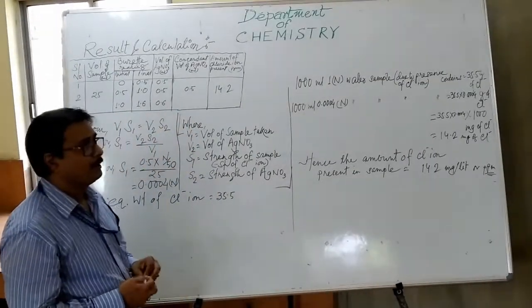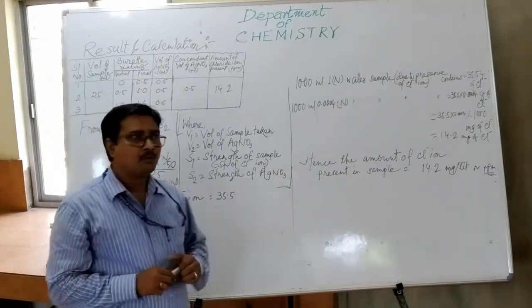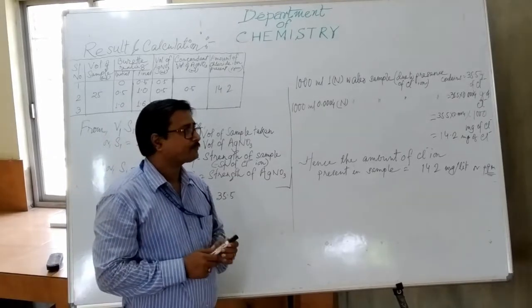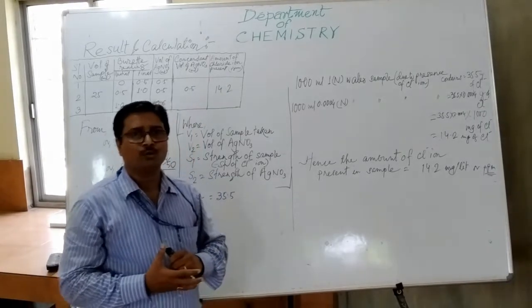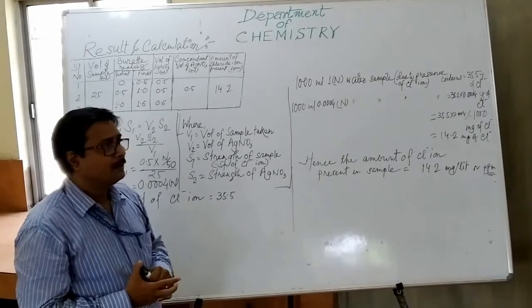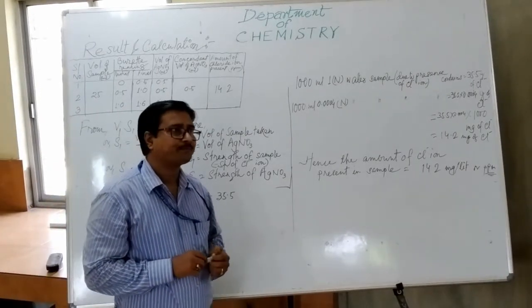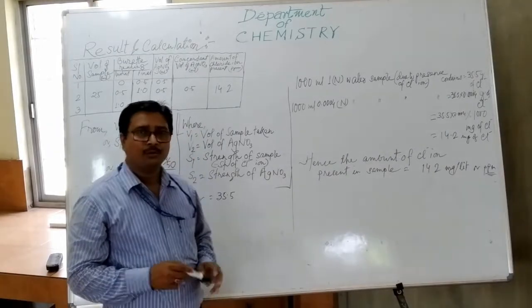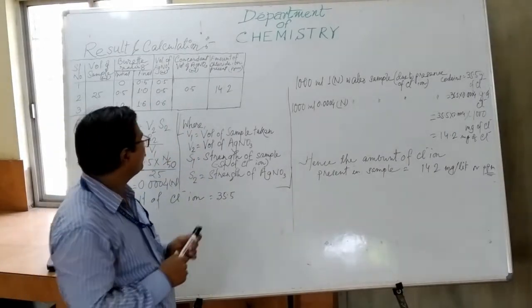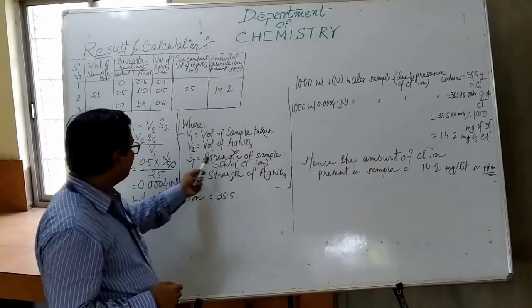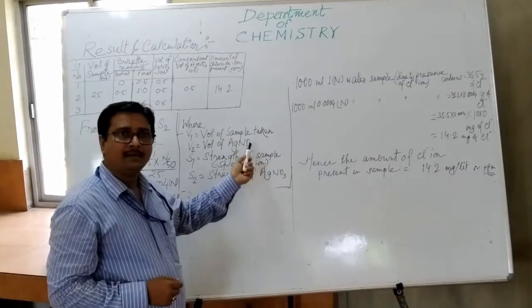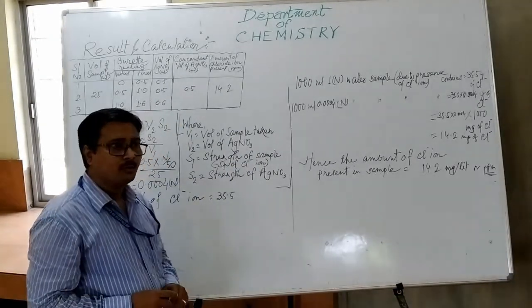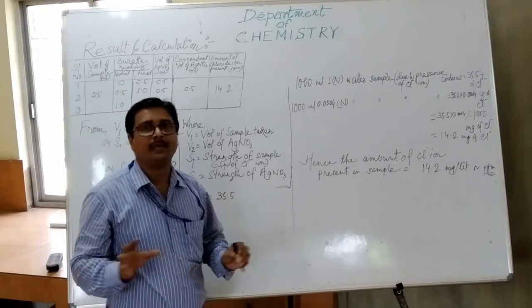Now I am discussing some questions which will be asked in the Viva. Very simple, 3 or 4 questions are there for this experiment. So the number 1 question: why is this experiment called argentometric determination? Already I discussed it. I told you that the main reagent is silver nitrate, and the Latin name of silver is argentum. So it is called argentometric determination.